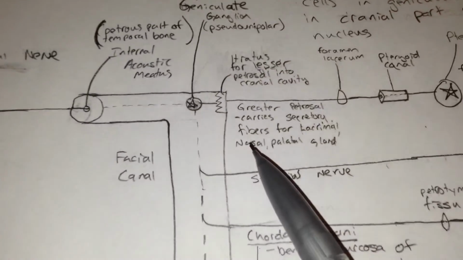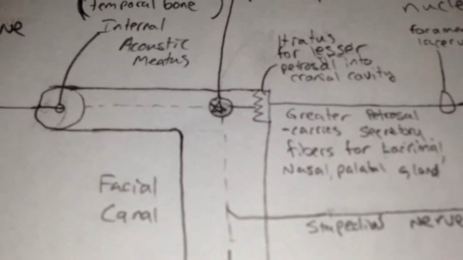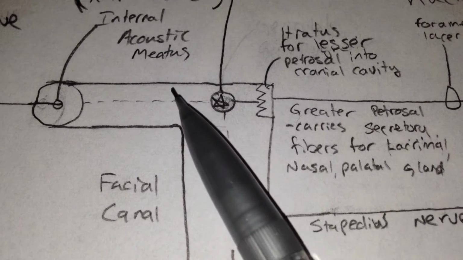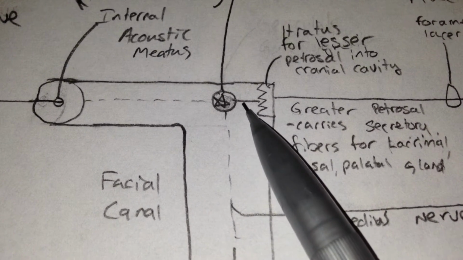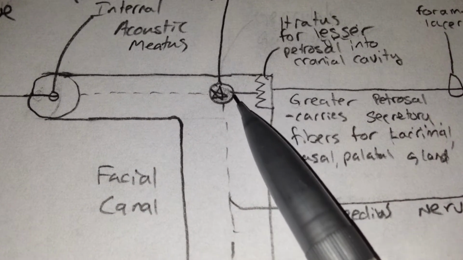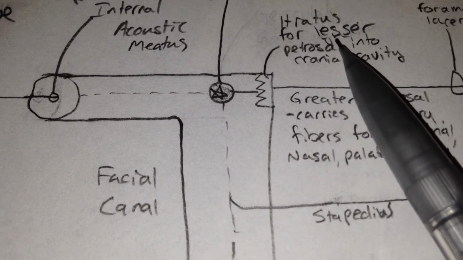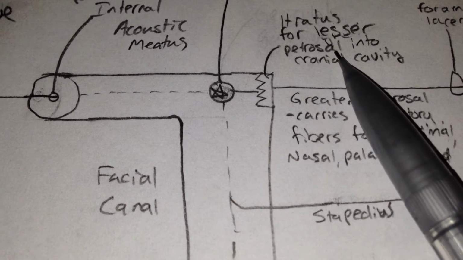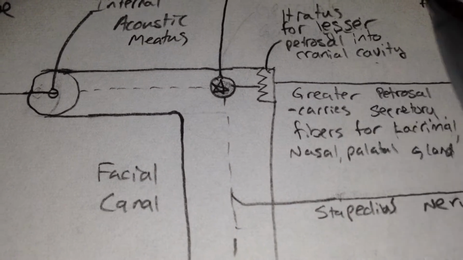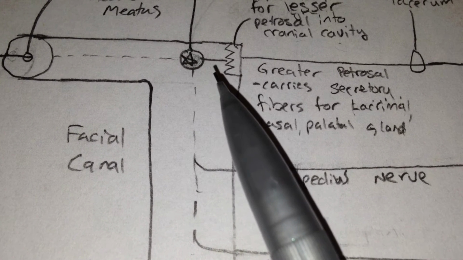Okay, now going here, you know that the facial nerve is going to go through the geniculate ganglion, and then it's going to exit the ganglion through the hiatus for the lesser, not the greater, the lesser petrosal nerve, and it's going to go into the cranial cavity this way.